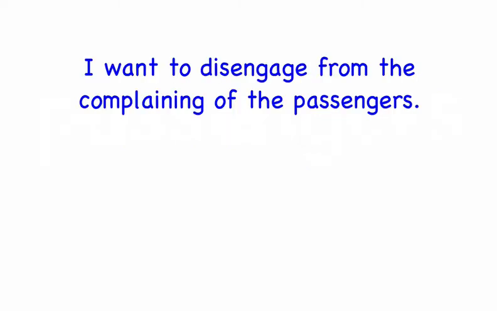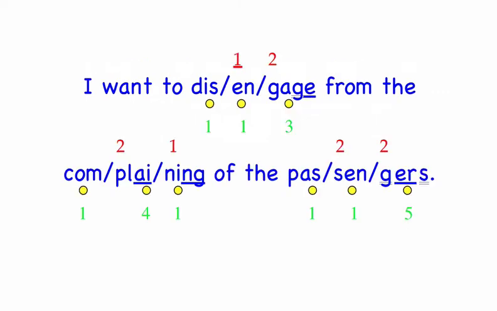I want to disengage from the complaining of the passengers. Mark the words and then advance the video screen. I want to disengage from the complaining of the passengers. Notice in disengage, the syllable rule above disengage after the first syllable is underlined, 1, and that's because we have an exception to syllable rule 1. In order to preserve the correct pronunciation of the word, the division comes after the S, so we have an exception to syllable rule 1.